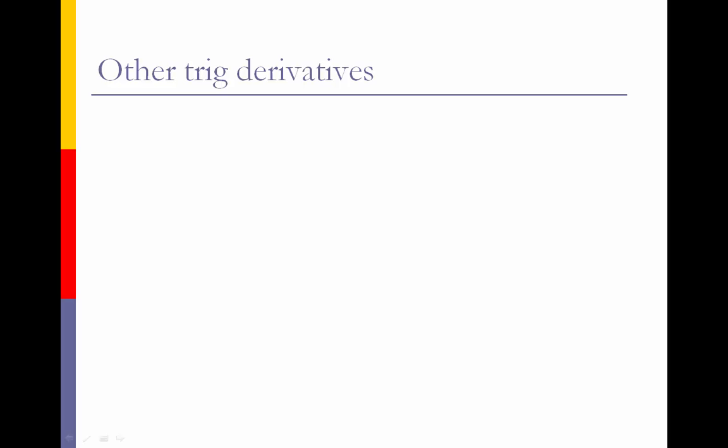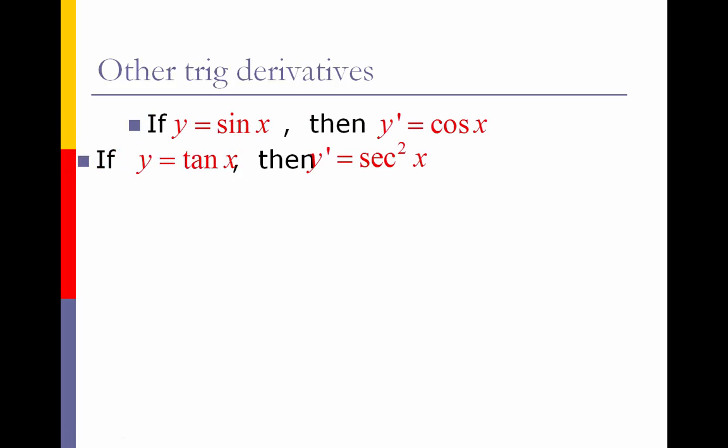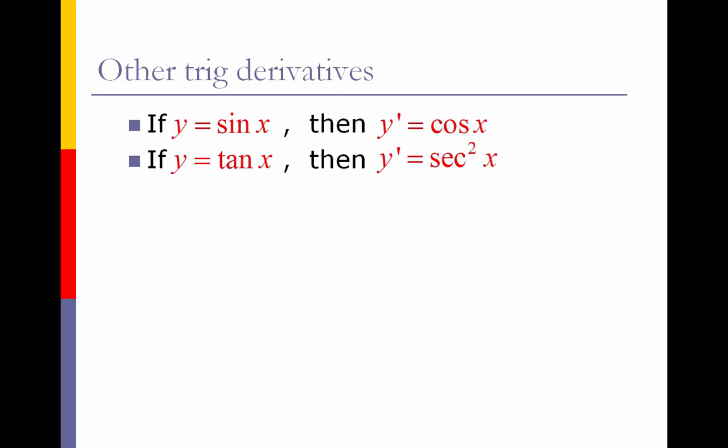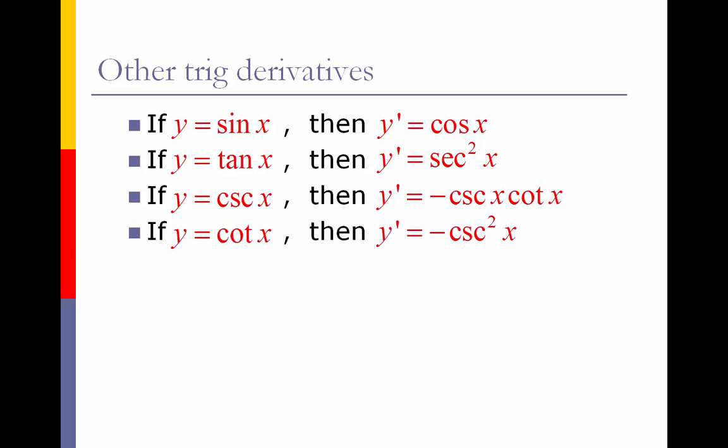What about other trig derivatives? Again, if you try your hand at them, you'll find out that the derivative of sine x is cosine x, as you remember from high school. The derivative of tangent x is secant squared x, if that's what you find by using those rules as I've shown you. The derivative of cosecant is minus cosecant times cotangent. Again, check that you get the right answer. And the derivative of cotangent is going to be minus cosecant squared. Again, check that you get the right answer.